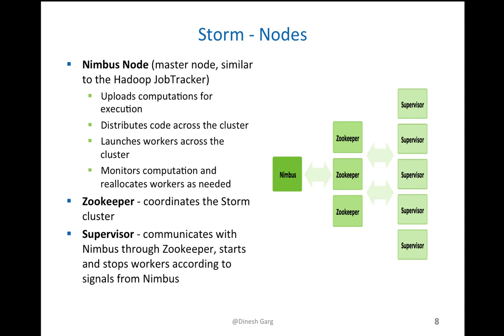And the other nodes are the supervisors, and these are the nodes which communicate with the Nimbus, which is the master node, through the zookeeper, and basically it starts and stops workers according to the signals from the Nimbus node. So think of supervisors really as slave nodes, which work based on what the Nimbus node defines.